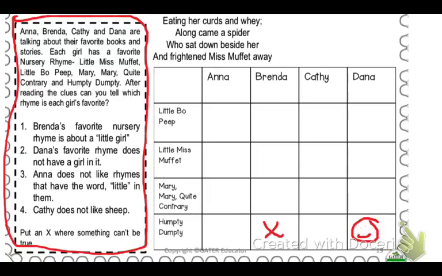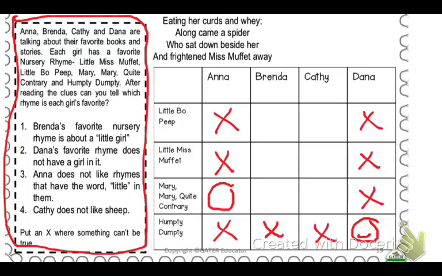Okay, so I know that Kathy, her favorite can't be Humpty Dumpty, and Anna also can't like Humpty Dumpty. And Dana doesn't like Little Bo Peep, or Little Miss Muffet, or Mary, Mary, Quite Contrary. All right, 3. Anna does not like rhymes that have the word little in them. Well, Anna, she doesn't like Little Bo Peep or Little Miss Muffet, so she must like Mary, Mary, Quite Contrary. So again, she's going to get a smiley face. And that means Brenda can't like Mary, Mary, Quite Contrary, and Kathy cannot like Mary, Mary, Quite Contrary.